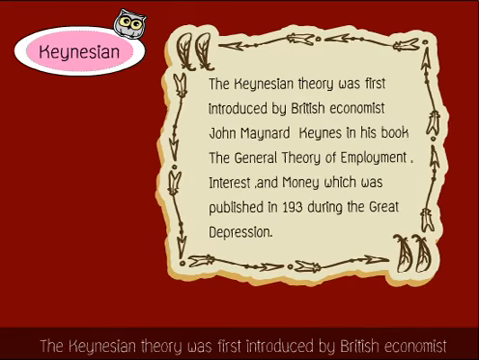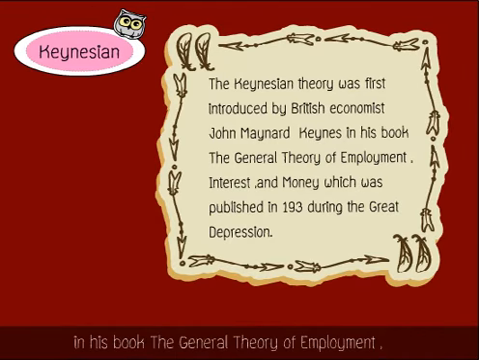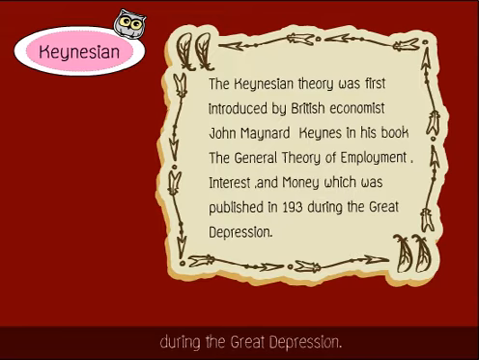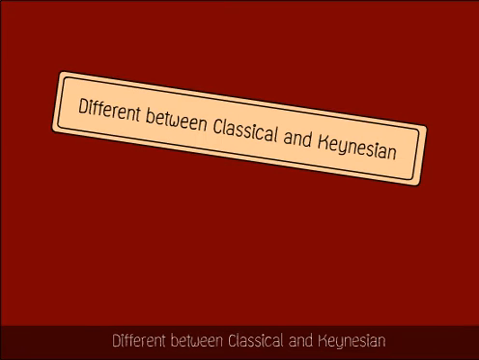The Keynesian theory was first introduced by British economist John Maynard Keynes in his book The General Theory of Employment, Interest and Money, which was published in 1893 during the Great Depression. John Maynard Keynes.